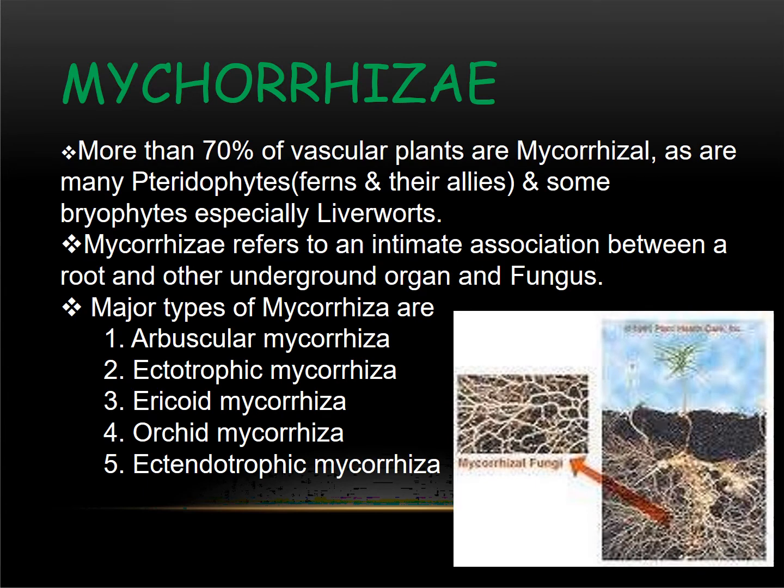Another type of symbiotic association is mycorrhiza. Mycorrhiza is a type of association of fungus with the roots of higher plants. Children, more than 70% of vascular plants show mycorrhizal associations. It includes pteridophytes, bryophytes, etc. too. Mycorrhiza may be of various types like arbuscular mycorrhiza, ectotrophic mycorrhiza, ericoid mycorrhiza, orchid mycorrhiza, ectendotrophic mycorrhiza, etc.